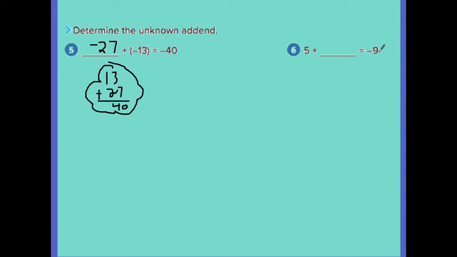All right, 5 plus something to get to negative 9. So I want to end at negative 9. I got to get more negative, right?